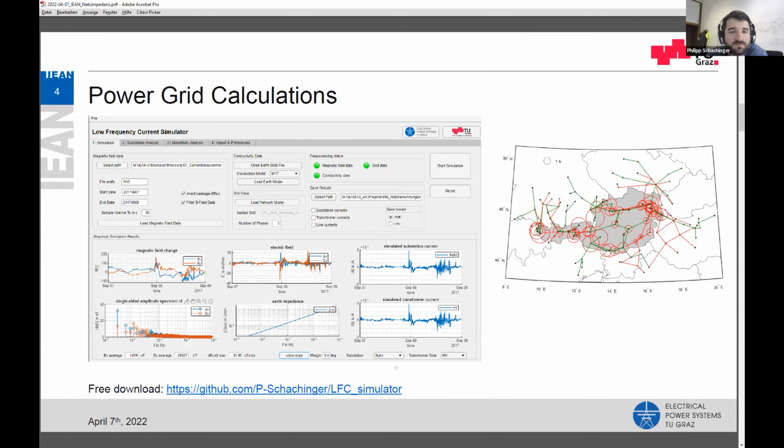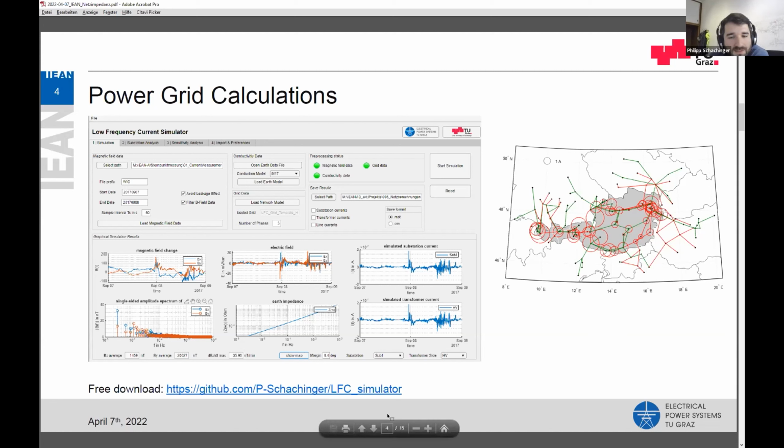We do it with our self-developed calculation tool. We call it low frequency current simulator, where we load magnetic field measurements, Earth models, and power grid data, and calculate those currents, for example, for Austria. And you can show it in many different ways. For example, as you see on the right picture, as circles which indicate the currents in transformer neutral points. If anyone is interested, you can download it for free from GitHub. You will find the link below.